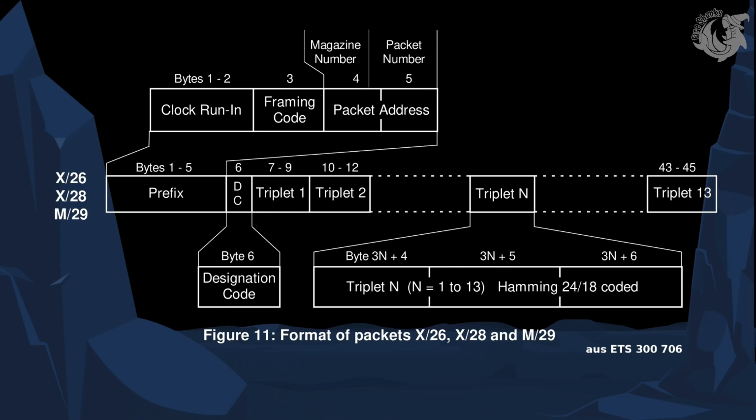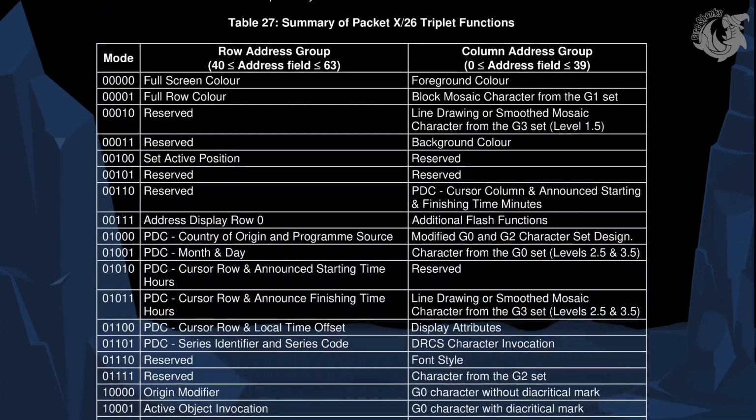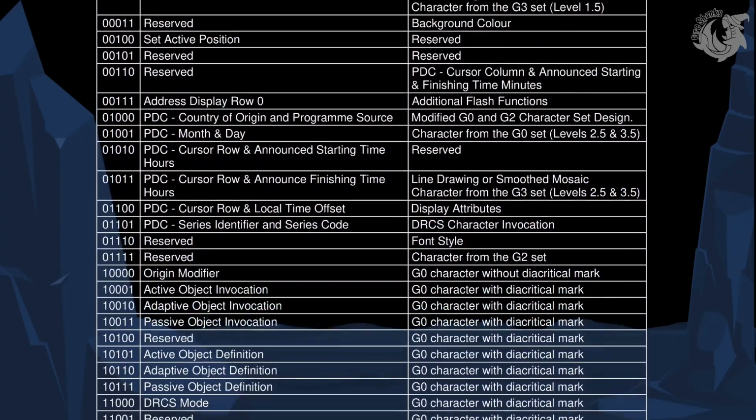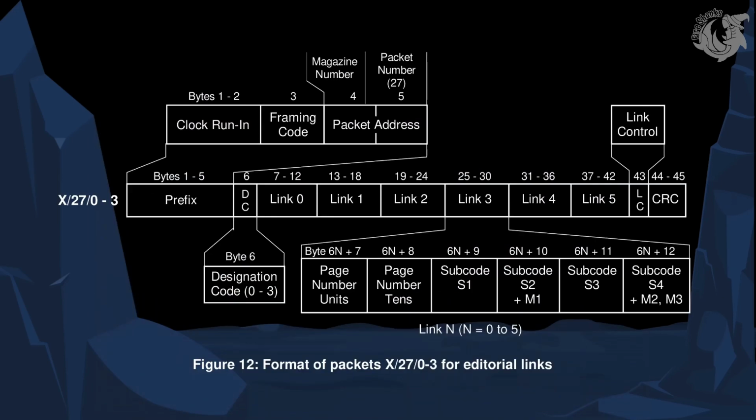To realize this, packages with row number 26 were used. These packages contain 13 triplets encoded in the bits 18 to 24, and the remaining 6 bits are used for parity. These 18 bits encode commands for the decoder, for example, to position an invisible cursor or to override individual character positions.